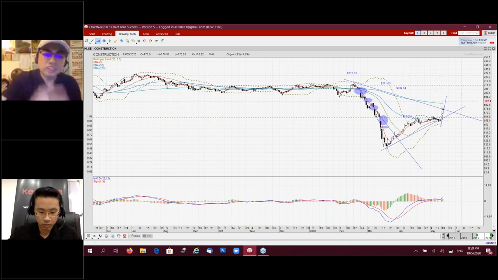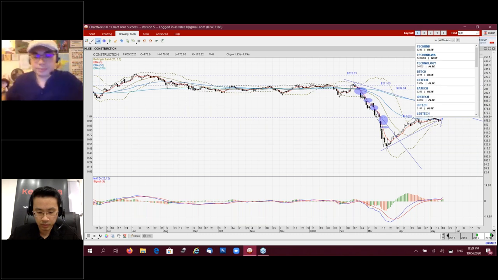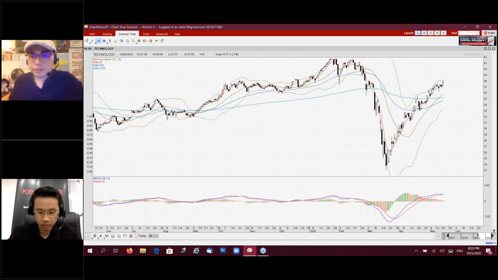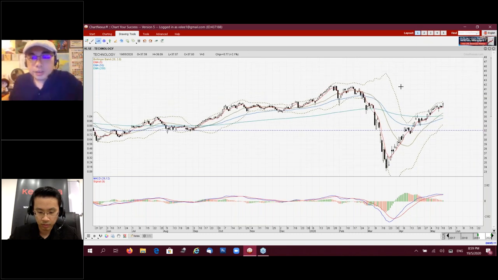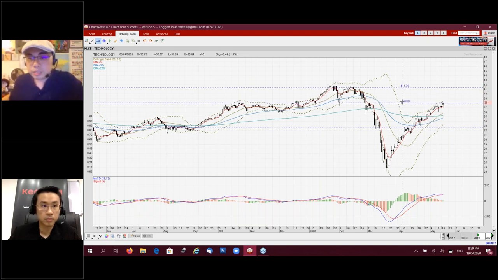Is it potential for construction? That one is based on the individual counters itself. At this moment, we look at it, we don't see any threats. Apart from that, we also look at technology. Technology over here. At this juncture, we have already closed the gap.